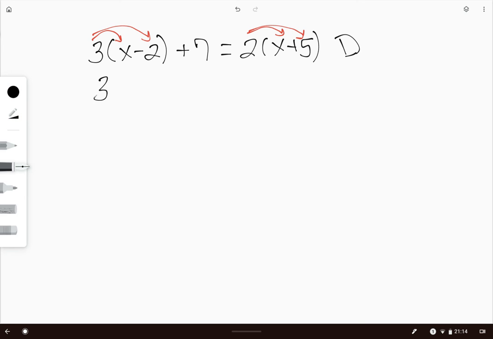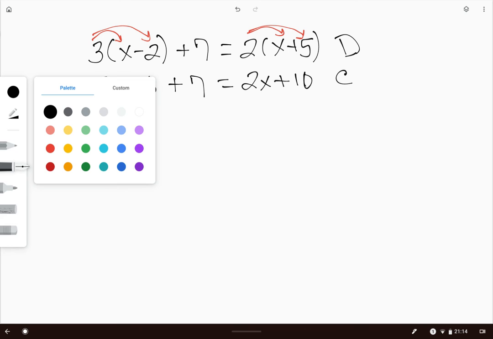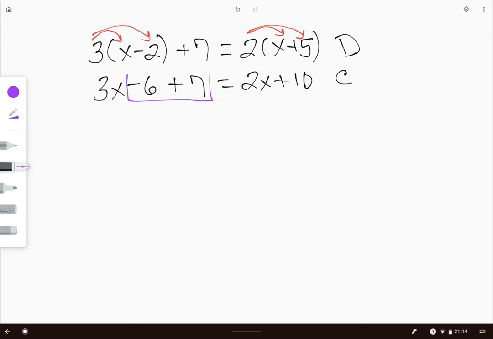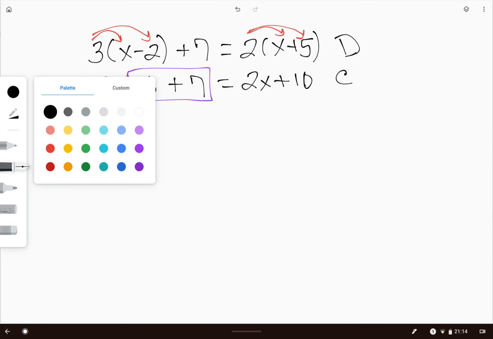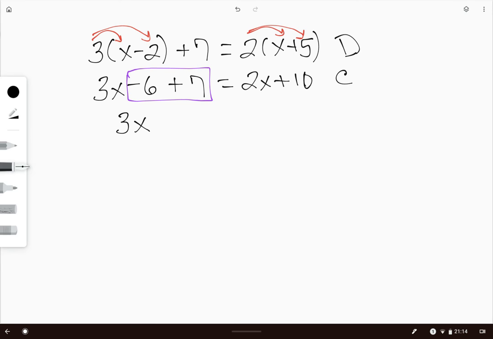So 3 times x is 3x. Minus 3 times 2, which is 6. Bring down the plus 7. So 2 times x is 2x. 2 times 5 is 10. All right, so I distributed. Now I need to combine my like terms. Because if I look over at the left-hand side of the equation, I have 2 terms over there that are by themselves that need to be grouped together. So when I do that, I'll have 3x. So negative 6 plus 7 is going to be plus 1 equals 2x plus 10.